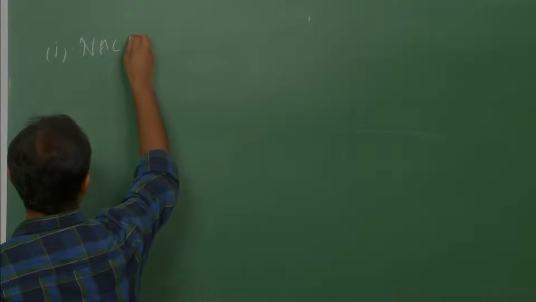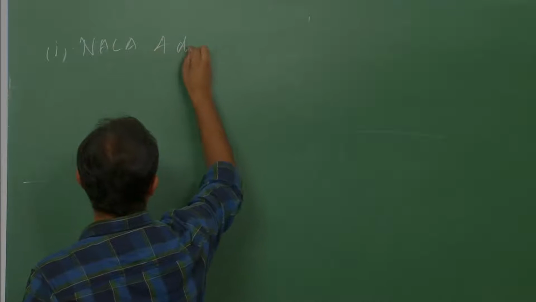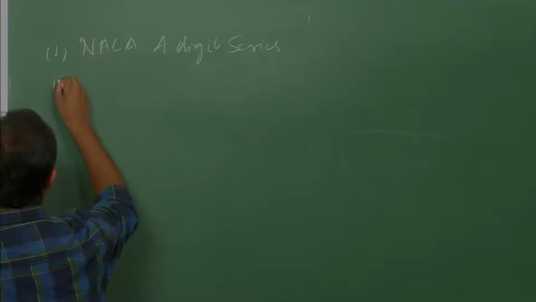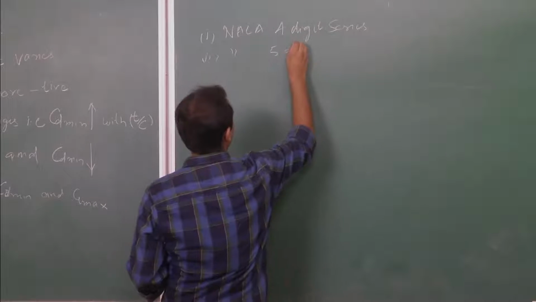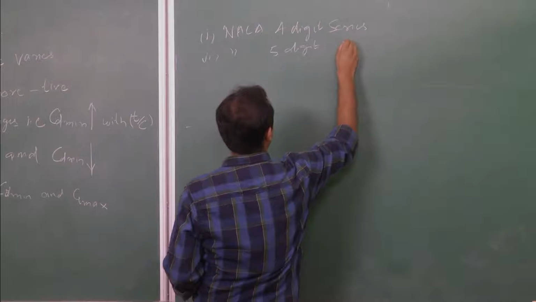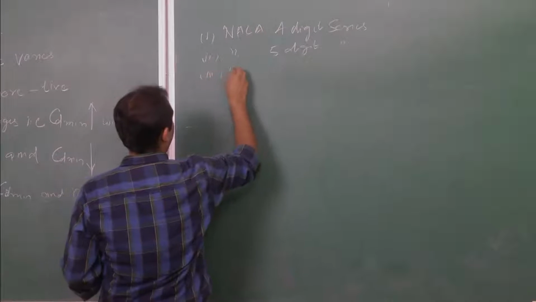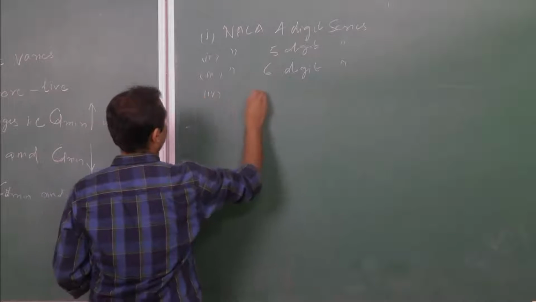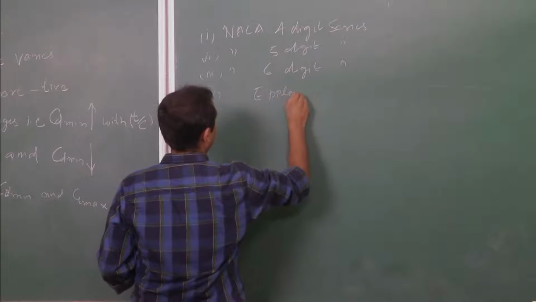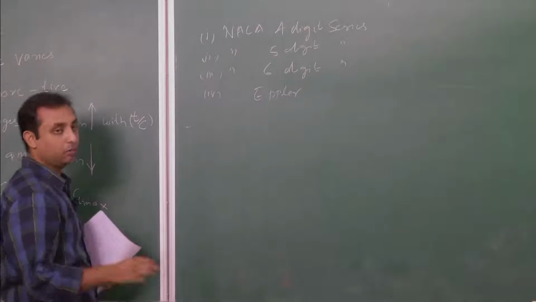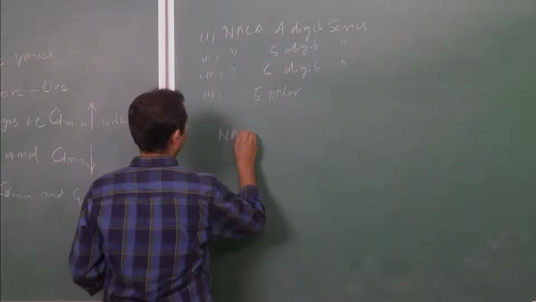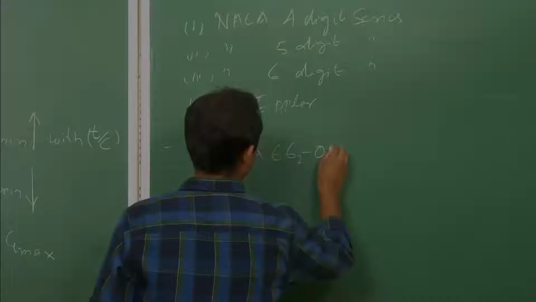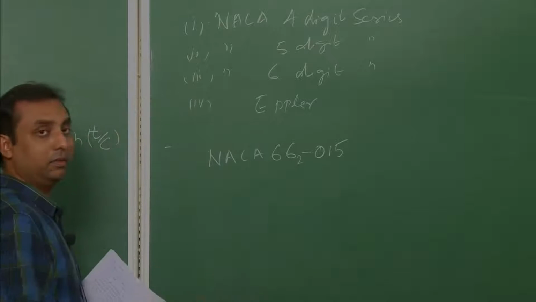your NACA 4-digit series, NACA 5-digit series, NACA 6-digit series. Then there are some Eppler series, and each of these airfoils is followed by some numbers. For instance, NACA 662-2015, and these numbers have significance.